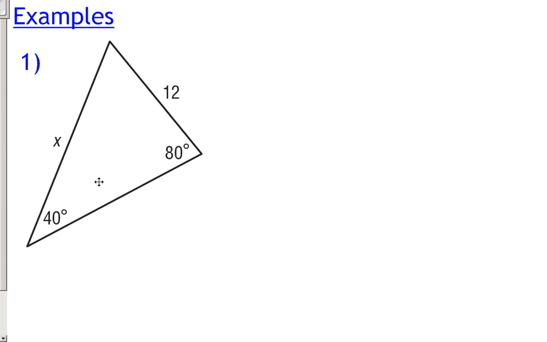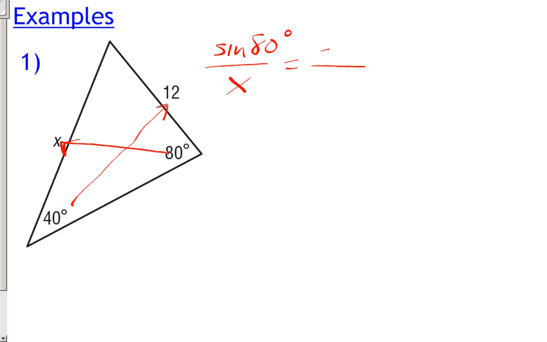Okay, so the big thing to look for first: you have an angle, you have a side across from it, you have another angle and another side across from it. So we can use the law of sines here. The law of sines just says if you take the ratio sine 80 degrees over its side across from it, so x, that ratio would be the same ratio as if you took sine 40 degrees over the 12, the side across from it.